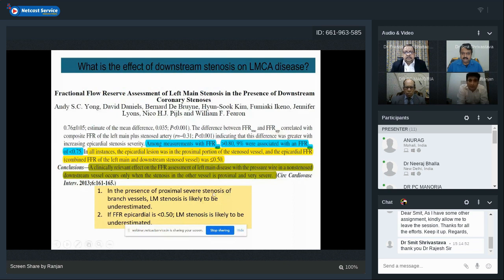In presence of a proximal severe stenosis of either of the branches, the left main is likely to be underestimated. So it's important to treat the side branches if they are significant and only then do FFR. If it is only left main, it's much simpler. But remember, ostial LADs tend to under-report the left main stenosis, okay?